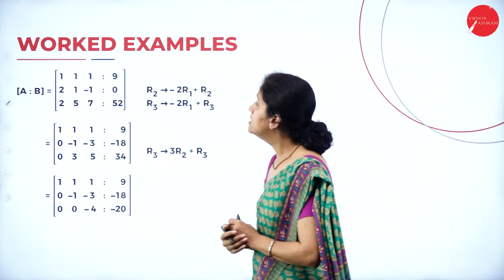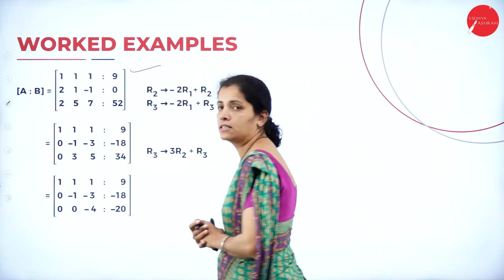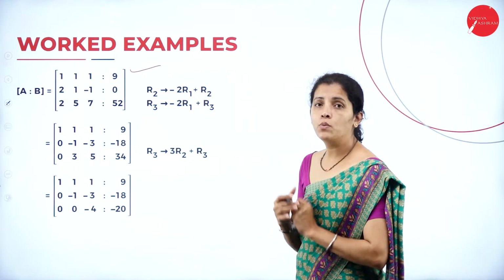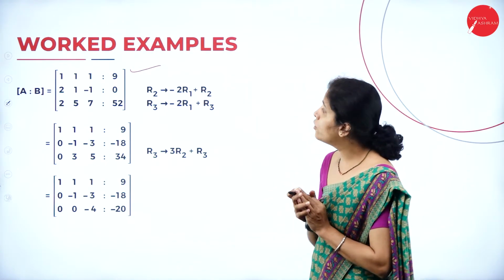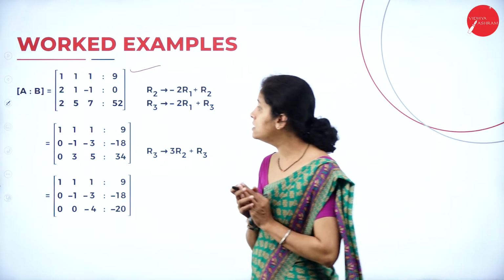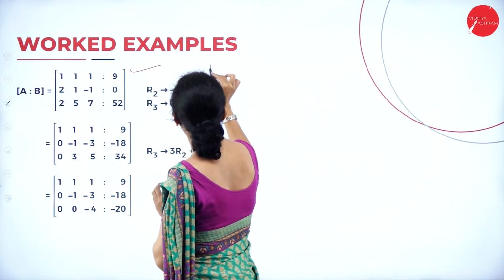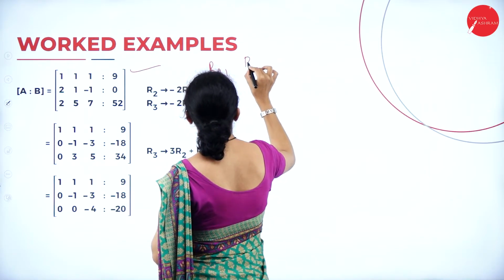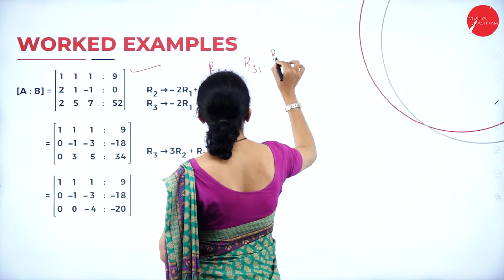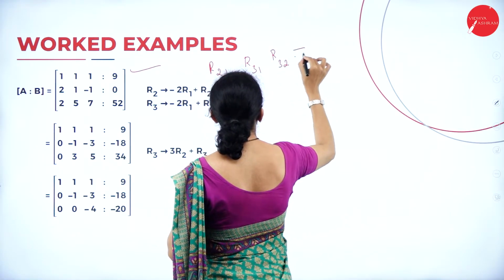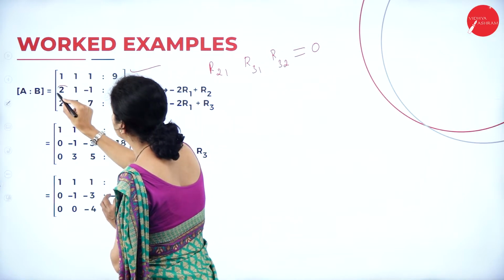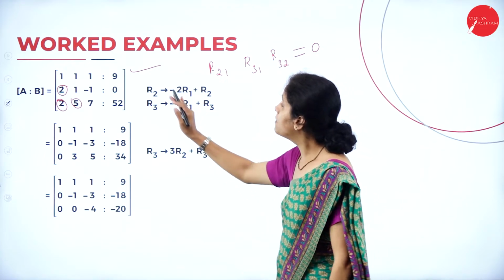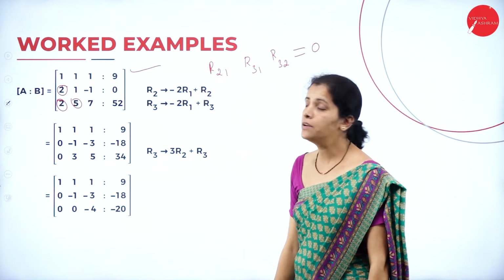Now see here, this is the augmented matrix. For this, I'm going to prepare the formula. Why am I going to prepare the formula? According to the Gauss elimination method, I want to make R21, R31 and R32 values 0. So I just want to make these three values 0. For that, I'm going to write the formula.